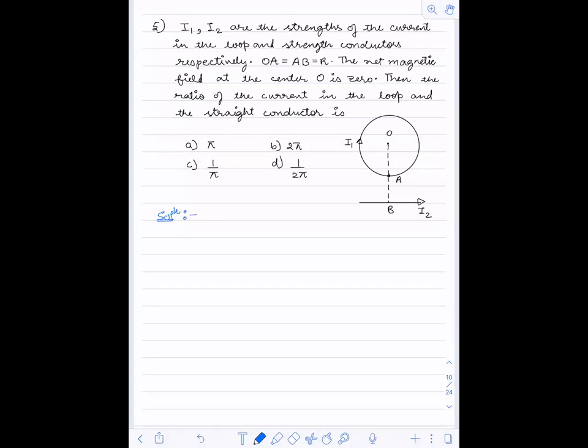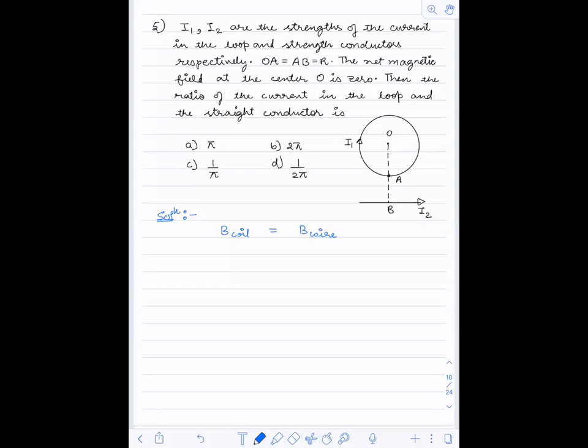See here, the net magnetic field at the center must be 0. So B, the magnetic field due to the coil, must be equal to the magnetic field due to the conductor, a straight wire. The magnetic field due to the coil and due to the wire will be the same, then only the net magnetic field value will be 0.